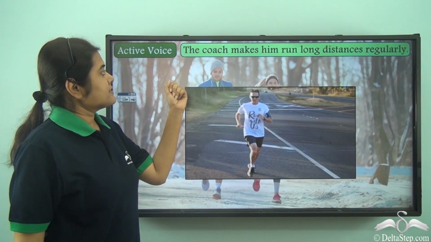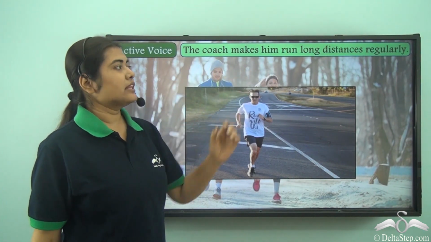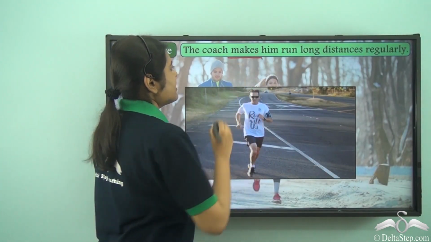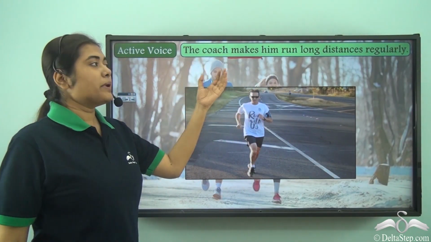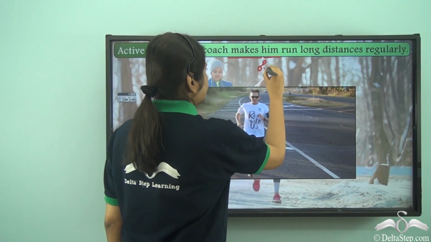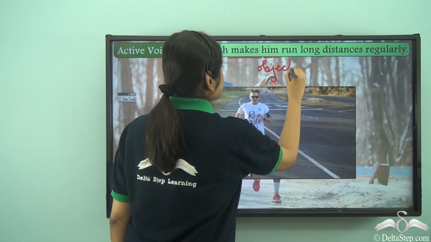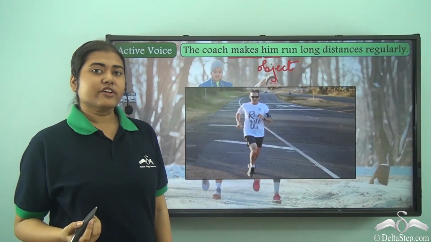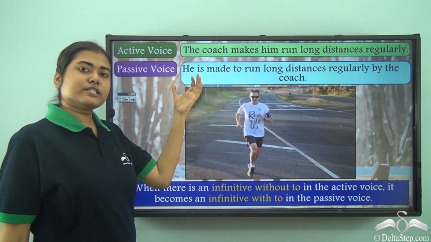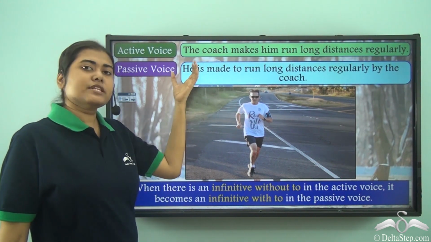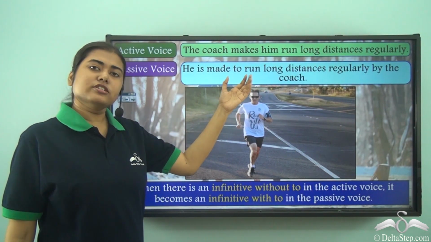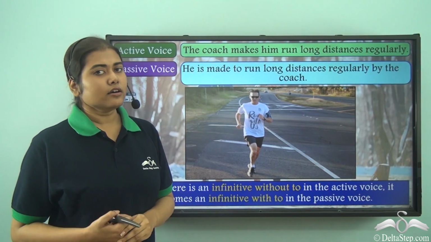Now look at this sentence. The coach makes him run long distances regularly. Now in this sentence our verb is makes. The coach makes whom run long distances? My answer is him. So him is the object in this case. What are we going to do? He will become the subject in this case. So the object comes in the subject position. So the sentence is, he is made to run long distances regularly by the coach.